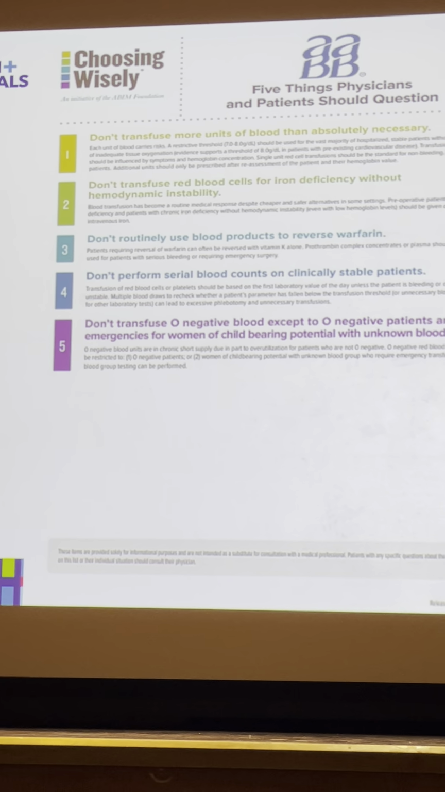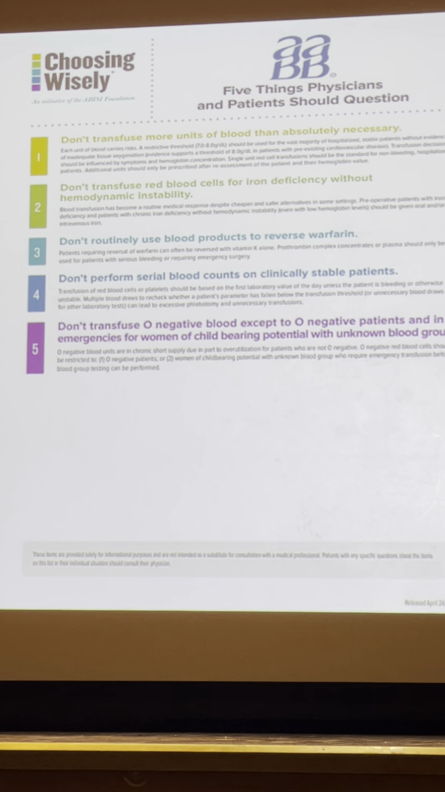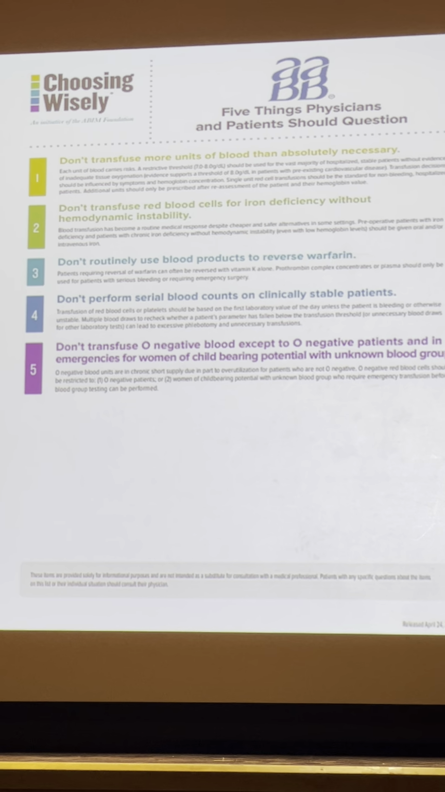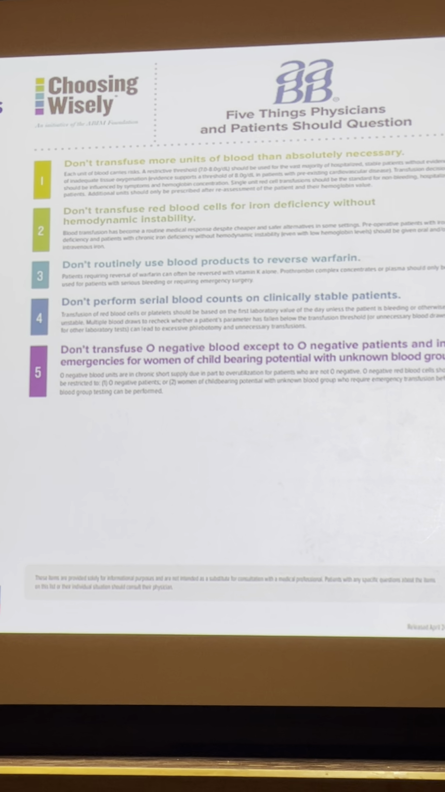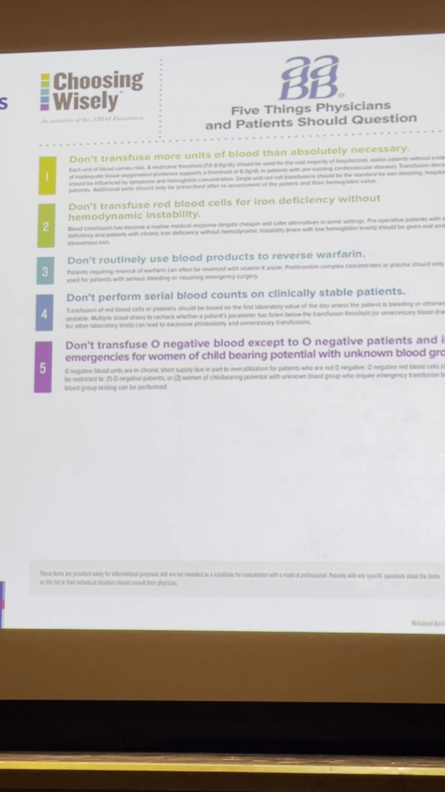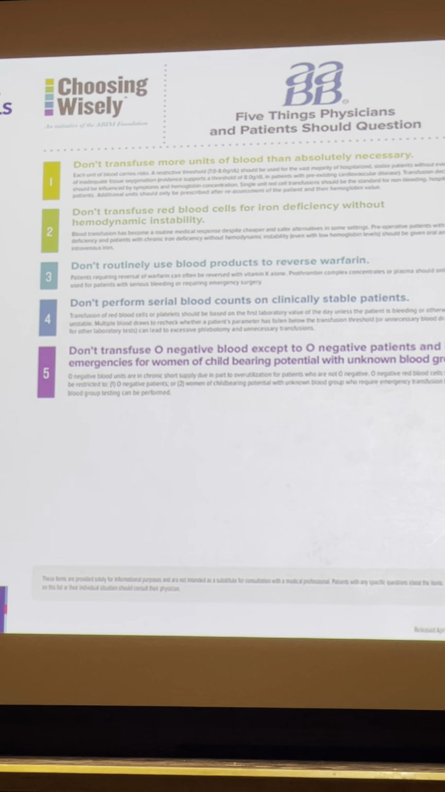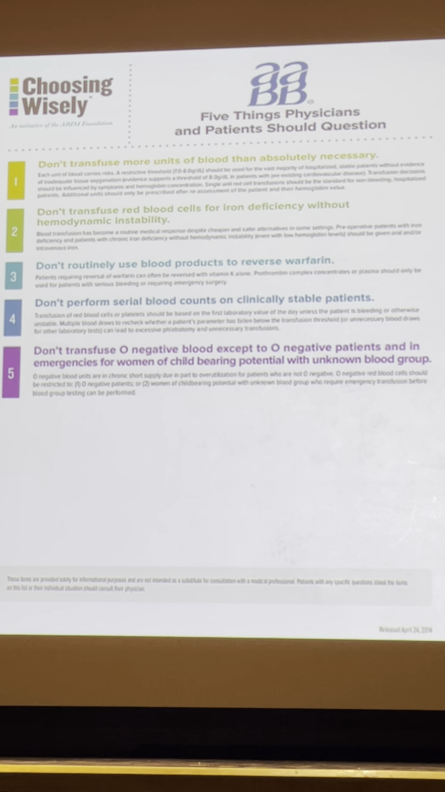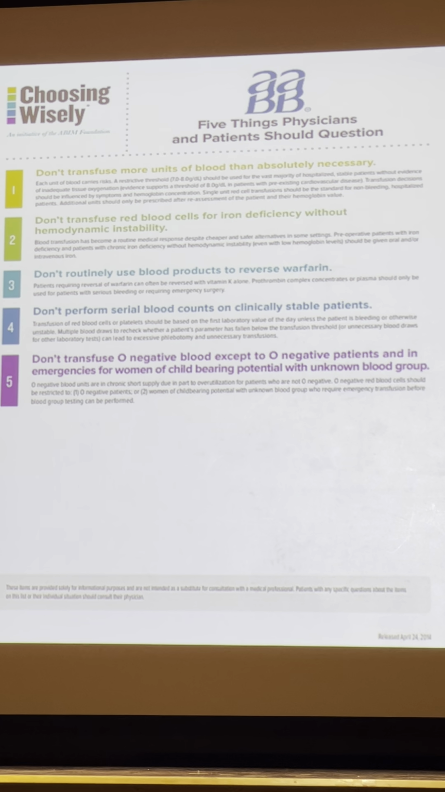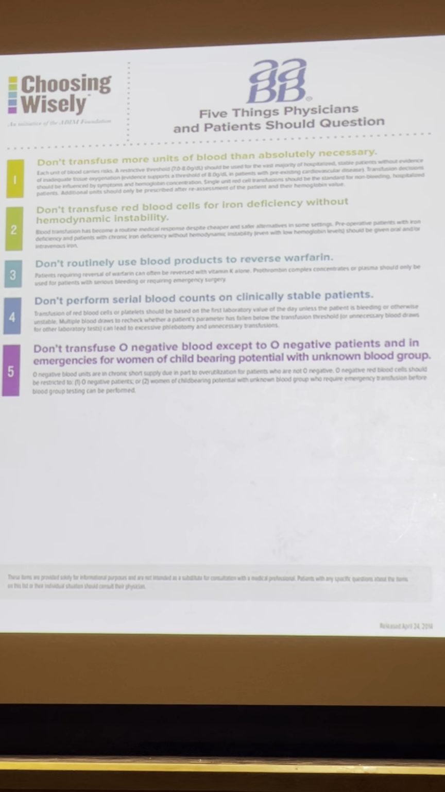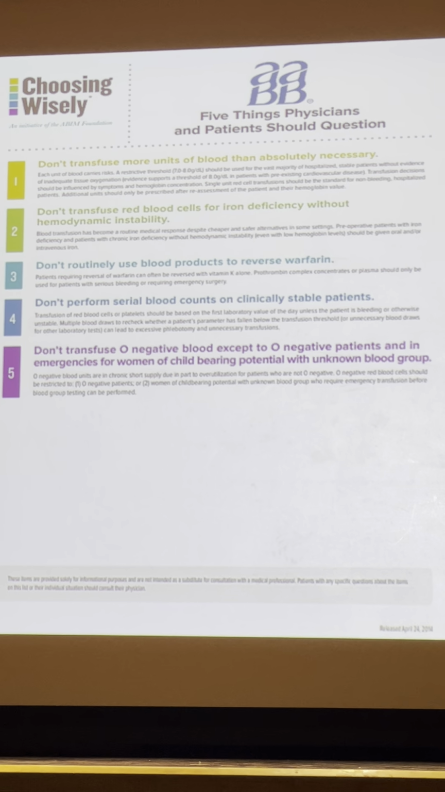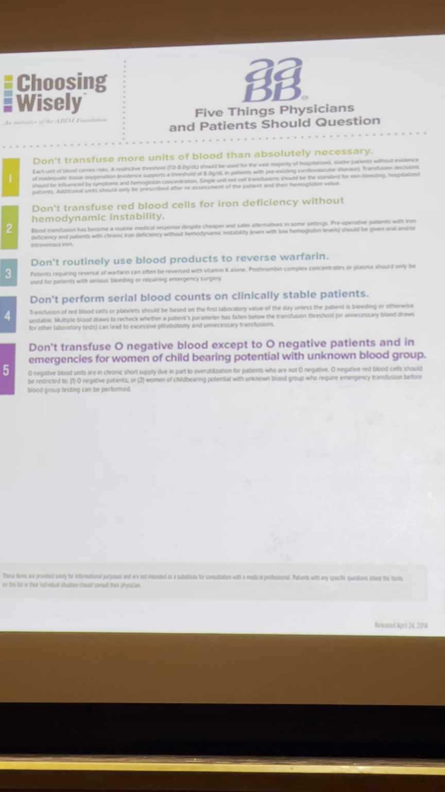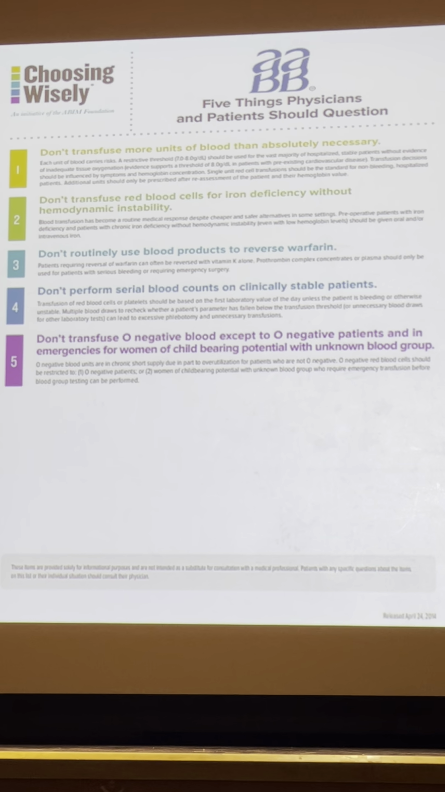And number 5, don't transfuse O-negative blood except to O-negative patients and in emergencies for women of childbearing potential with unknown blood type. I will mention that the last one is not completely in your control. It's more for the blood bank as far as management. As you know, O-negative red cells are the universal red cell blood product, and we have only a certain amount in our inventory. That's kind of stewardship for the blood bank as far as inventory.